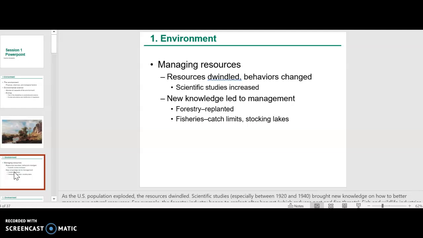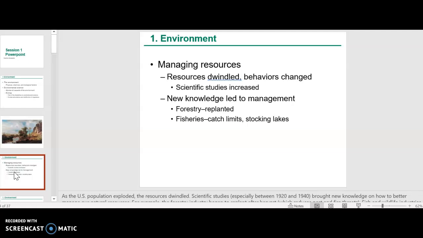So resources are dwindling, and behaviors have changed. Even though scientific studies have increased, we have continued to abuse the environment, and it's really odd because we have all the factual basis, yet we just turn a blind eye to it. If you look at recent floods and tornadoes in our area, and the strength of hurricanes, it's unbelievable. We have all of the science behind it, but people just choose not to agree with the science.